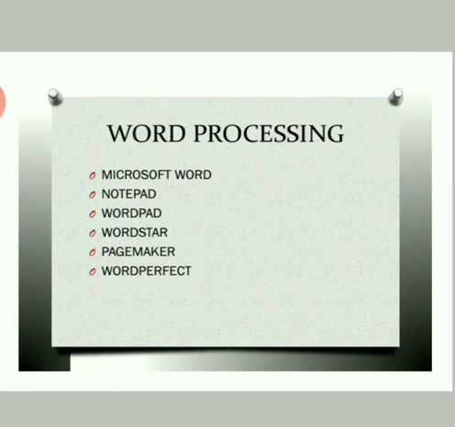Now, what is word processing? A word processor is an application software that helps you to type text on a computer. The process of typing using a word processor is called word processing. There are many word processing software available, for example, Microsoft Word, Notepad, WordPad, WordStar, PageMaker, and WordPerfect.